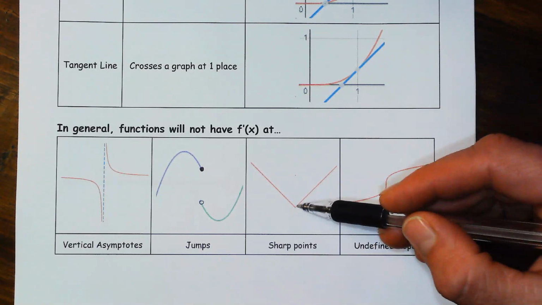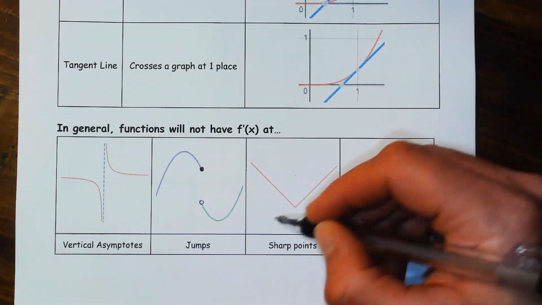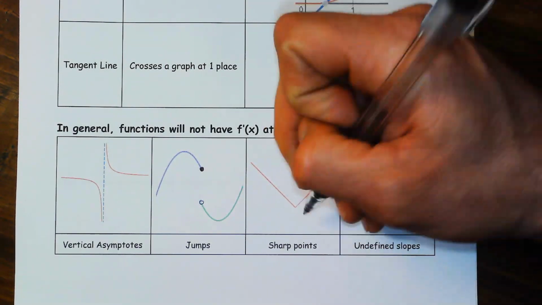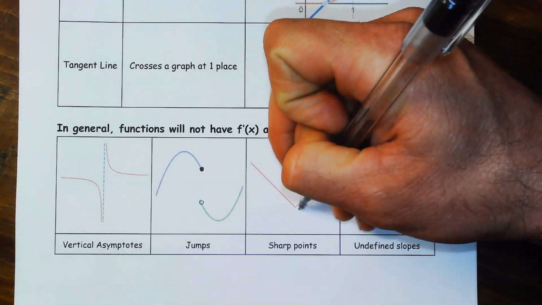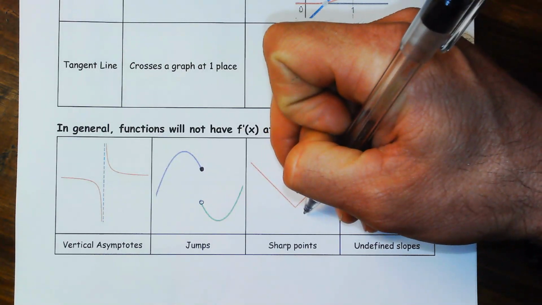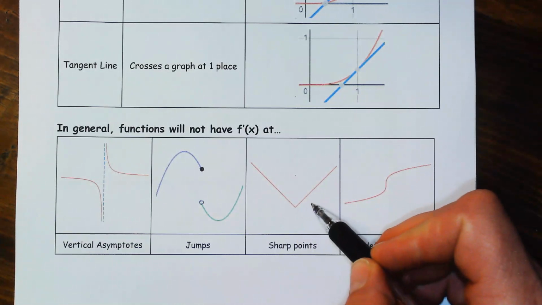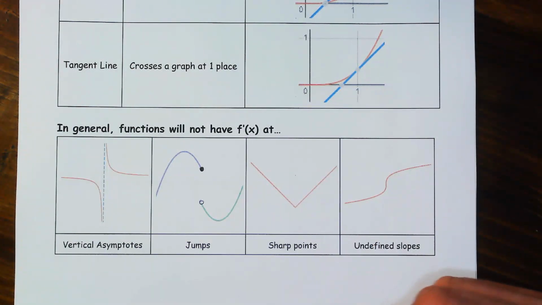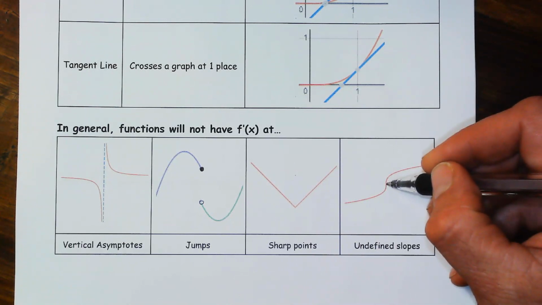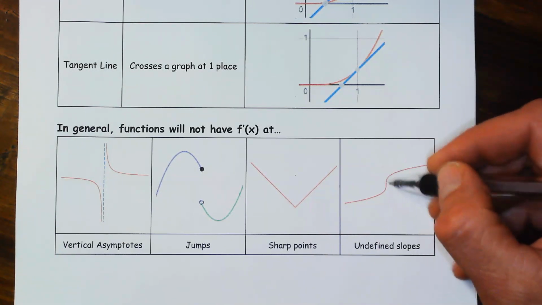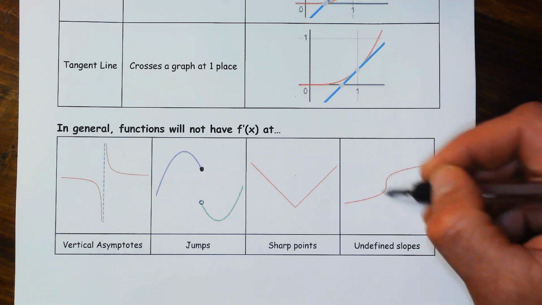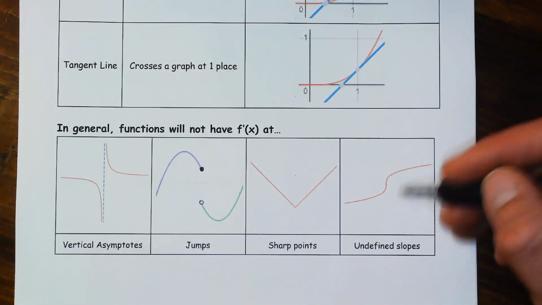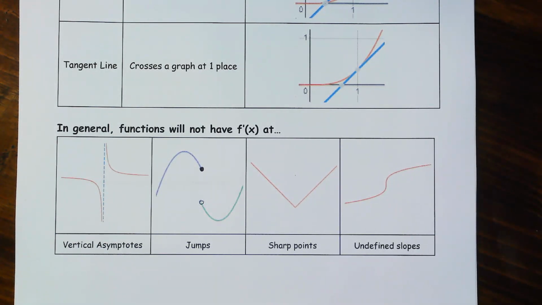Sharp points don't give us derivatives because there's lots of different places I could draw. If the tangent line only touches once, I could draw a line that touches once with a negative slope. I could draw a line that only touches once with a positive slope. So they create a little bit of a weird spot for us. And then same thing here. If I have an undefined slope, there's all sorts of tangent lines there. So in general, we don't have derivatives at those points.